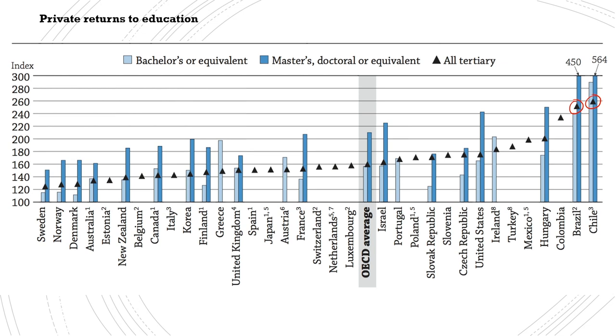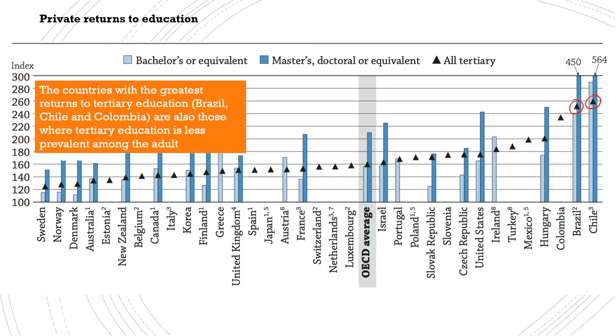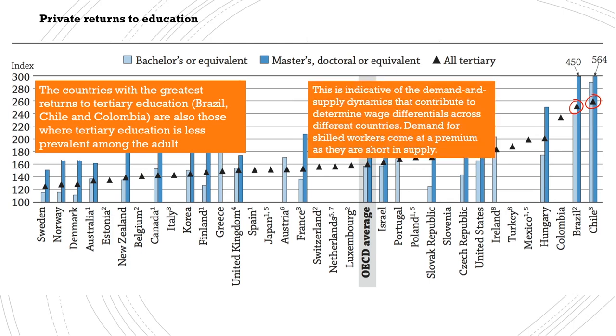Now, what does this mean? This basically says that these are also the countries, not shown in the figure here, where tertiary education is very less prevalent among the adults. But these are also the countries with the greatest returns to tertiary education. And this is indicative of the demand and supply dynamics that contribute to determining wage differentials across different countries. Demand for skilled workers usually comes at a premium as they are short in supply.